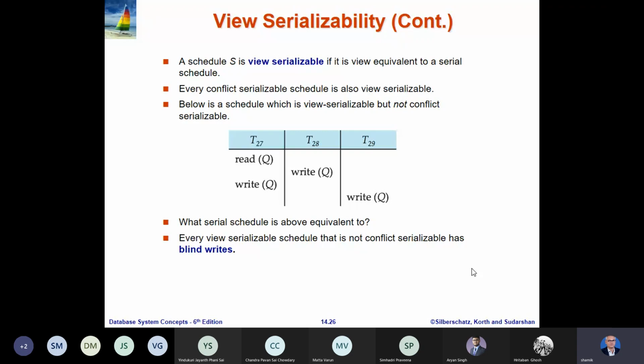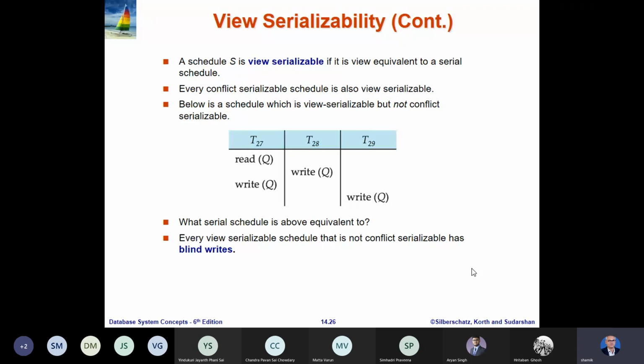You see that here, who is doing the final write? T29. And the value of Q that is written by T28 in this example will be overridden by T27, which in turn will be overridden by T29. So if we had some serial schedule, say T27, T28, T29, what would be the final value of Q? Whose write will be there? T29 will be there. And what did T27 read? T27 read the value of Q which was not written either by T28 or by T29.